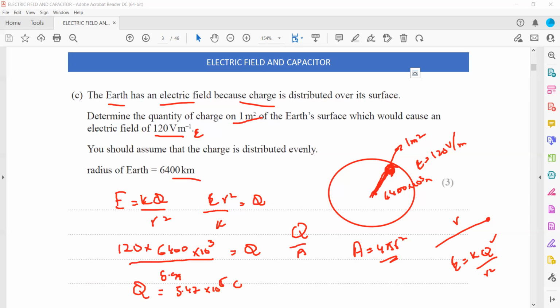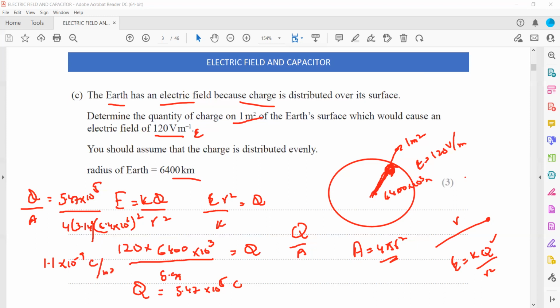That's the total charge, but we need charge on unit area. So how to work out the area? Area of a sphere is 4πr². We substitute the values. Charge divided by area: the charge is 5.47 × 10^5, and the area is 4 × 3.14 × r², where r is 6.4 × 10^6, squared. When we divide them, we get 1.1 × 10^-9 coulombs per square meter.